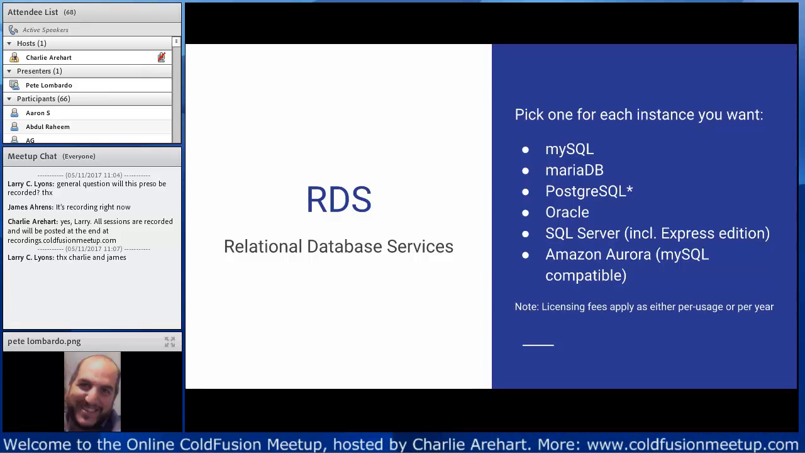Okay. So RDS stands for the Relational Database Services that Amazon provides. You can certainly pick whatever instance you want: MySQL, MariaDB, Postgres, Oracle, SQL Server, including the Express Edition if you're financially inclined to do that, and Amazon Aurora, which is mostly a MySQL implementation. I just note here that PostgreSQL, which I don't even know how to pronounce, is indeed new to RDS.